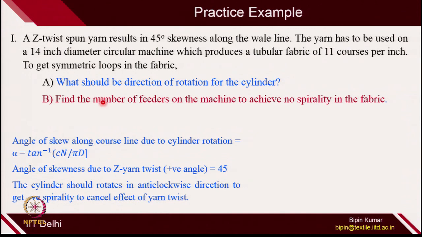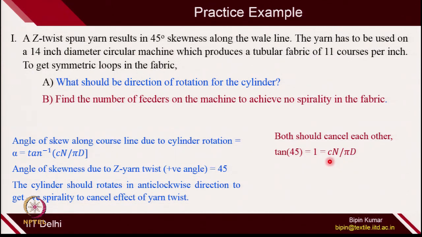Now, let us see the number of feeders on the machine to achieve no spirality in the fabric. So, to achieve no spirality in the fabric, you know already how much spirality is coming because of jet twisted yarn, which is 45 degrees. So, both should be cancelling each other. So, this 45 should be cancelled by this alpha. So, this should be equal. So, 45 is equal to alpha, which is equal to C n into pi d.